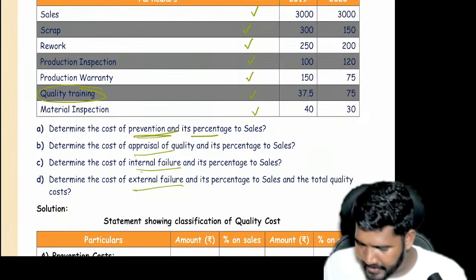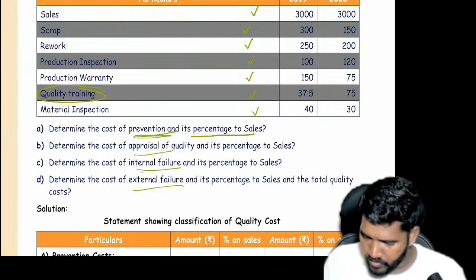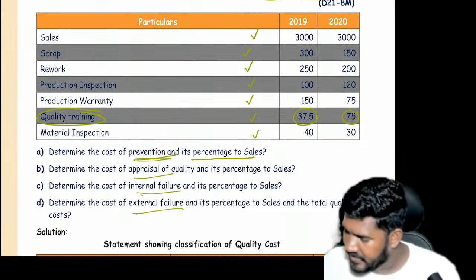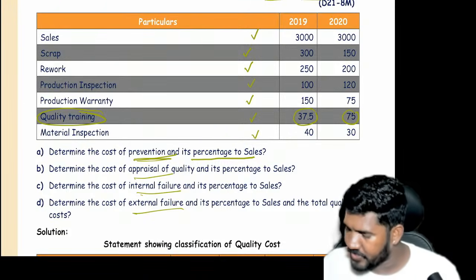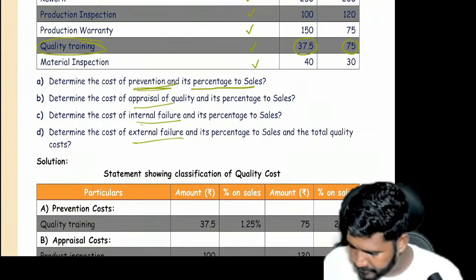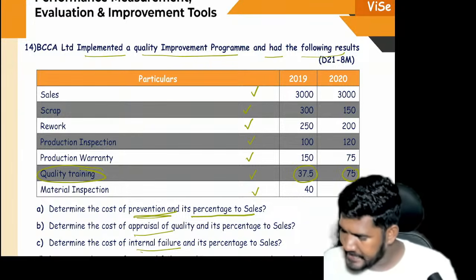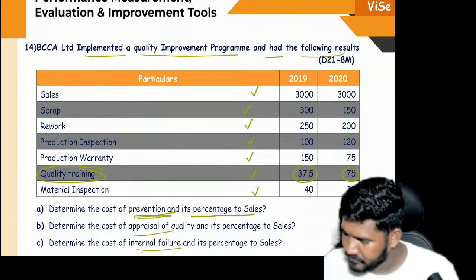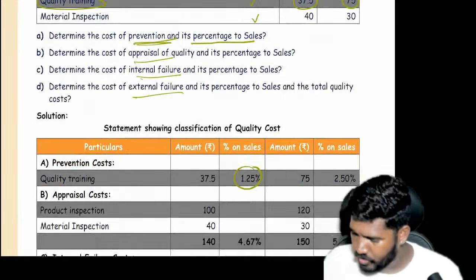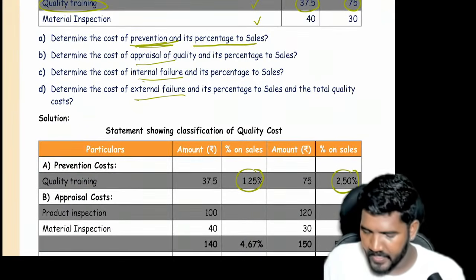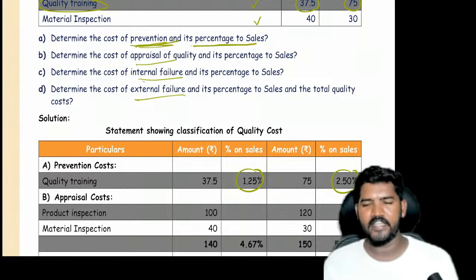Next, you have to calculate it as a percentage of sales. So 37.5 divided by 3000 into 100 is 1.25%. When it comes to 2022, 75 divided by sales 3000 into 100 is 2.5%. So that is the prevention cost and its percentage of sales.